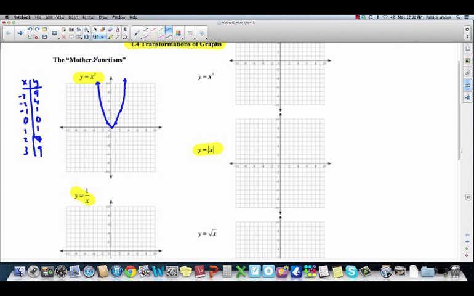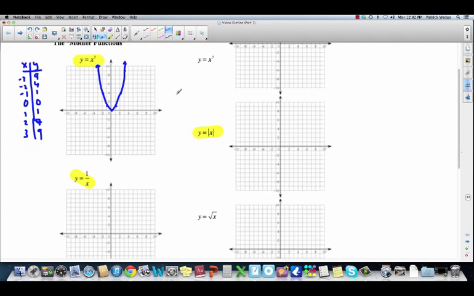Now, why are these called the mother functions? Because they give birth, if you like, to a whole bunch of different other functions. Like this one parabola is the basis for every other parabola that we create. And we talked about this last year. We do transformations to this parabola to get different parabolas. Okay, we'll come back to that in a second.